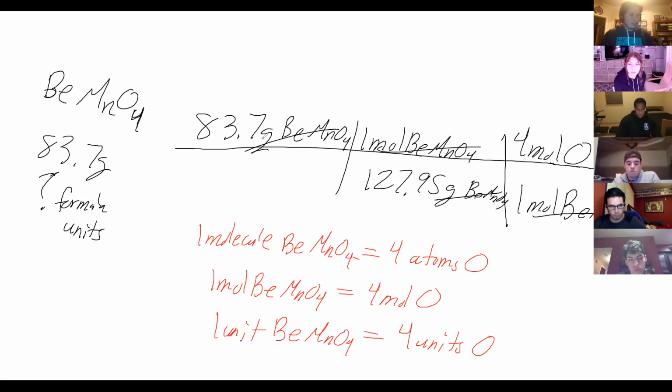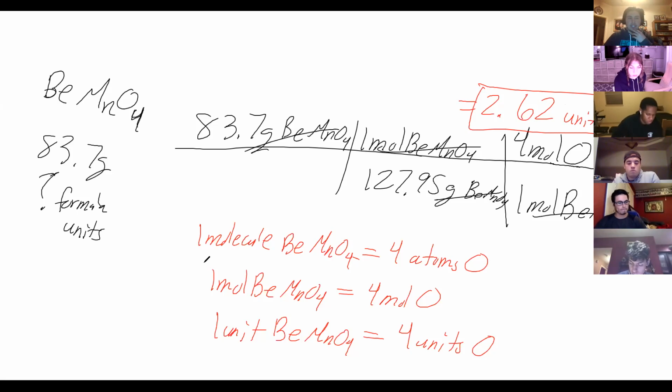So with that, what final answer did you guys come up with here? I got 2.62 moles of atoms of oxygen. Since in this case it's asking for units, you can just say units or moles, because they're both really the same. 2.62 units of oxygen. That would be your final answer there.